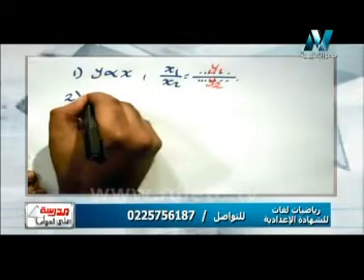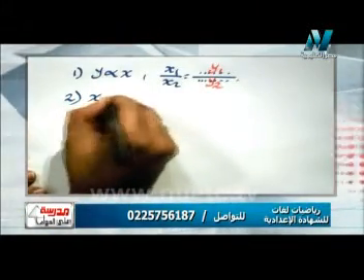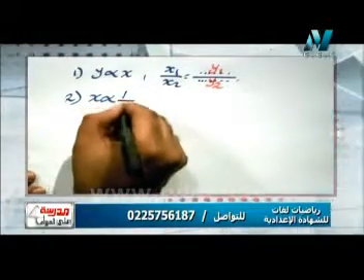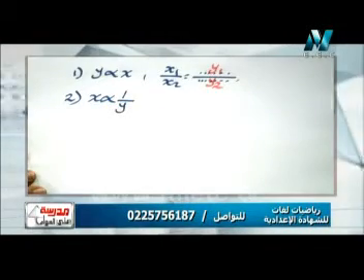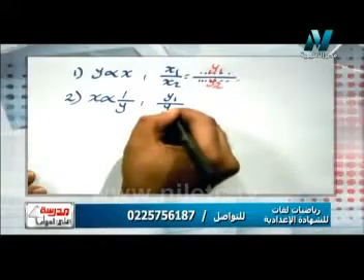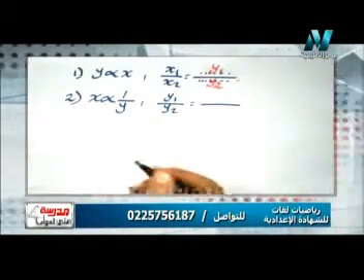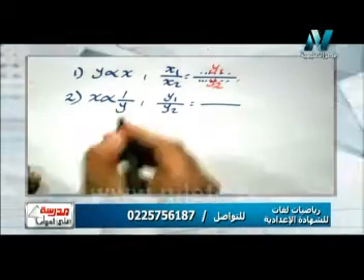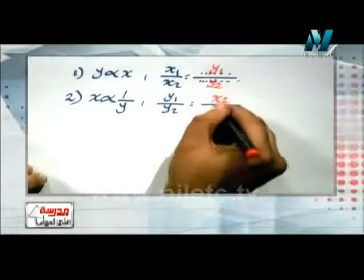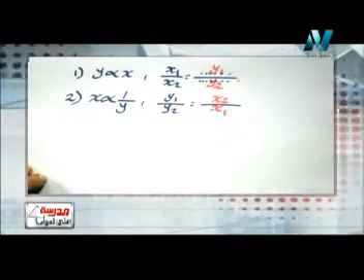Another one. If x varies inversely as y, then y1 over y2 equals? Good. If x varies inversely as y, then x varies as 1 over y. Then y1 over y2: in inverse variation, we do the opposite. So here I will say y1 over y2, we just put x2 over x1. Okay? Do the opposite.